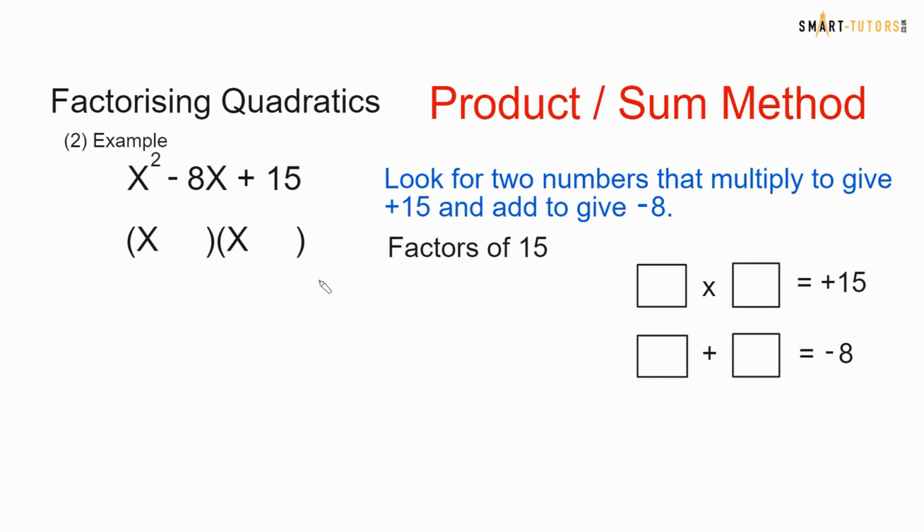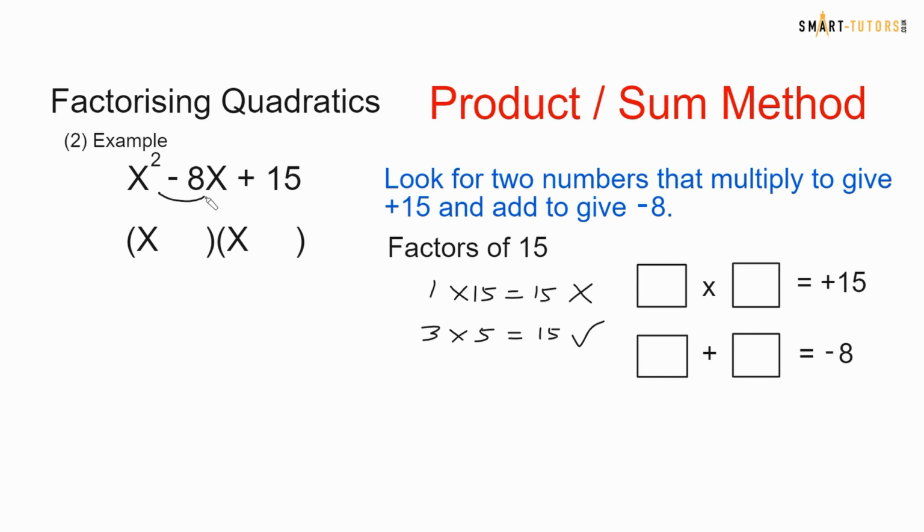Example 2. x squared minus 8x plus 15. So this time we need to look for two numbers that multiply to give plus 15 and add to give minus 8. So list down all the factors of 15. 1 times 15 equals 15. 3 times 5 gives 15. So 15 plus 1 is 16. So this is not the factor. 3 plus 5 is 8. So that is the perfect factor.